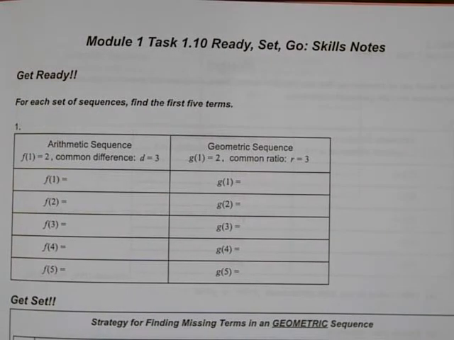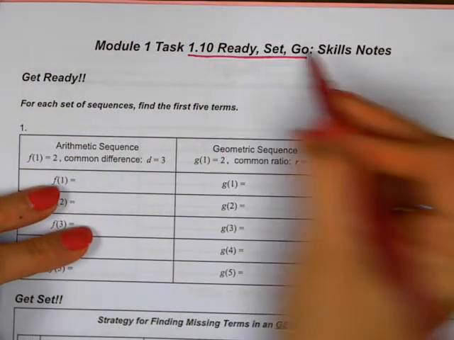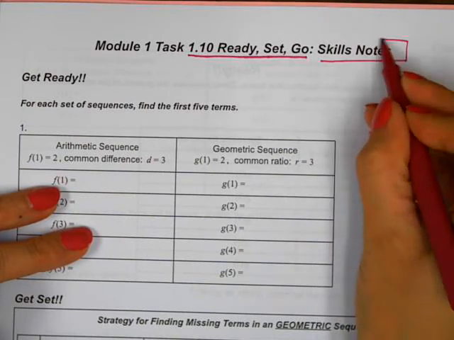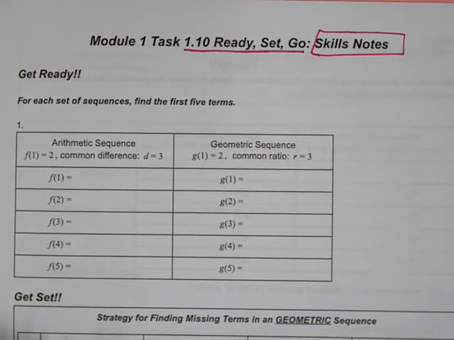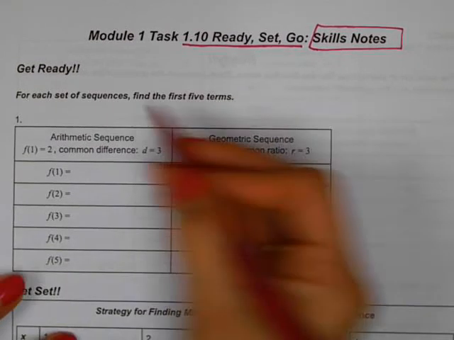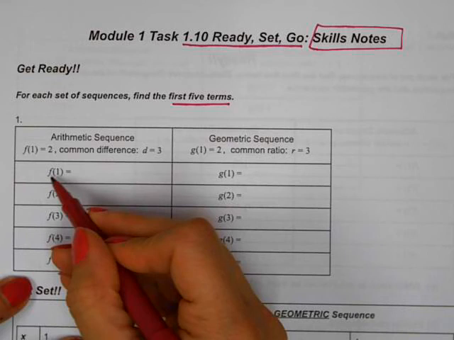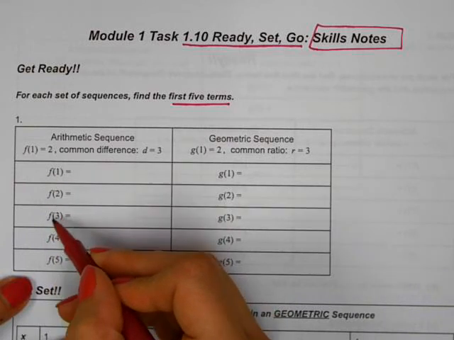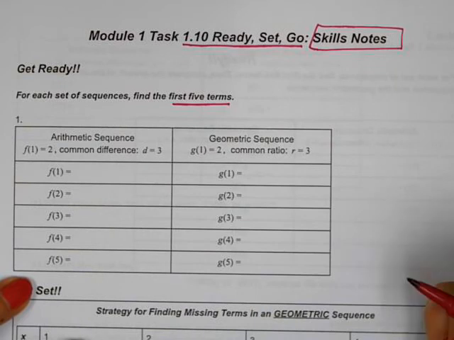So these are the video notes that go with the 1.10 Ready, Set, Go. If you are having trouble with your assignment, then this video is going to help teach you some of the skills you need for it. For example, I'm going to take a look at these sequences here, and I have to find the first 5 terms. That means f of 1, f of 2, f of 3, 4, and 5. Let's find the first 5 terms.